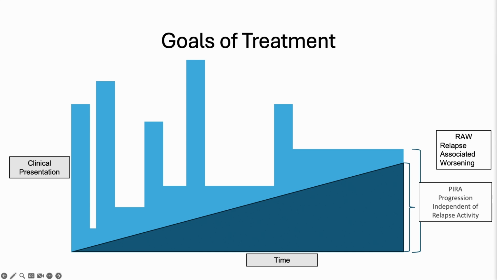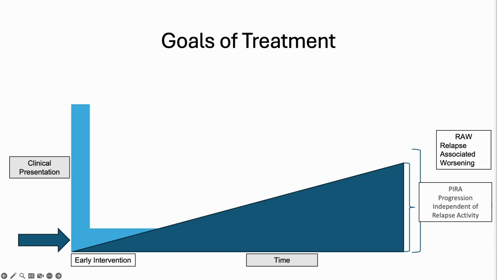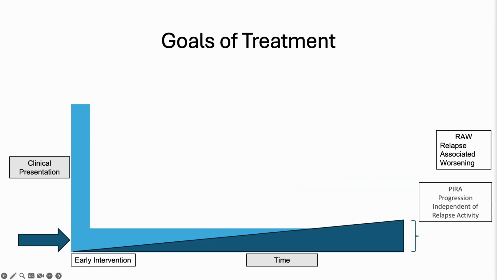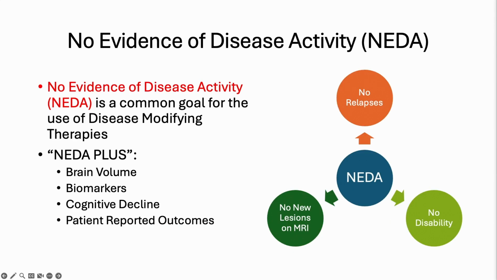The relapsing phase of MS early on, as you can see, the density and the frequency of relapses decreases over time, and then the progressive phase of multiple sclerosis. And what is the goal of therapy? Well, we want to decrease, if not eliminate, relapses earlier, and we want to decrease the slope of progression. And is that possible? Well, that's our goal.